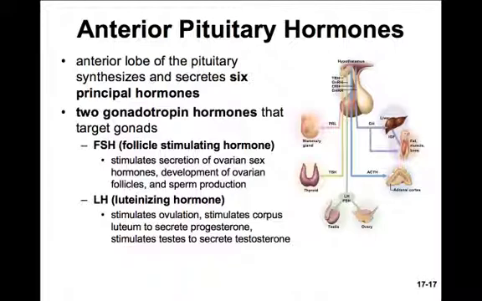FSH is going to stimulate secretion of ovarian sex hormones and development of the ovarian follicles, as well as stimulating sperm production in the male. Luteinizing hormone stimulates ovulation itself, as well as stimulating the corpus luteum in the ovaries to secrete progesterone after ovulation. Luteinizing hormone in the male stimulates the testes to secrete testosterone.